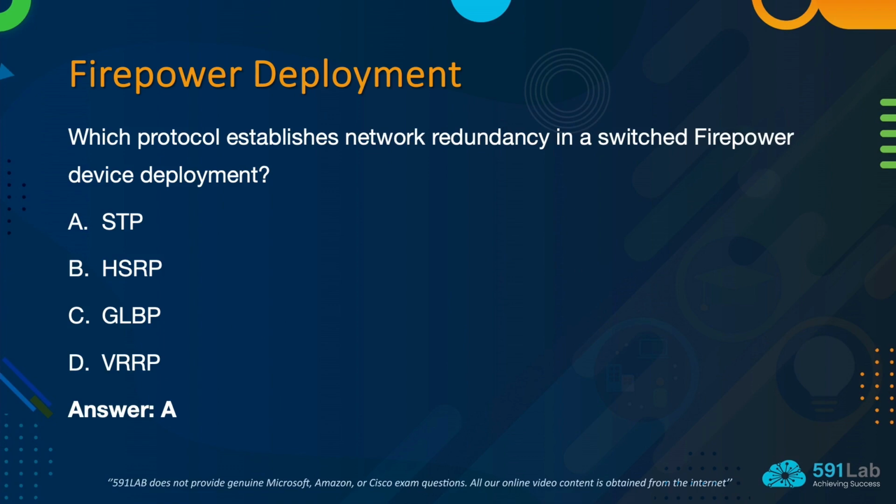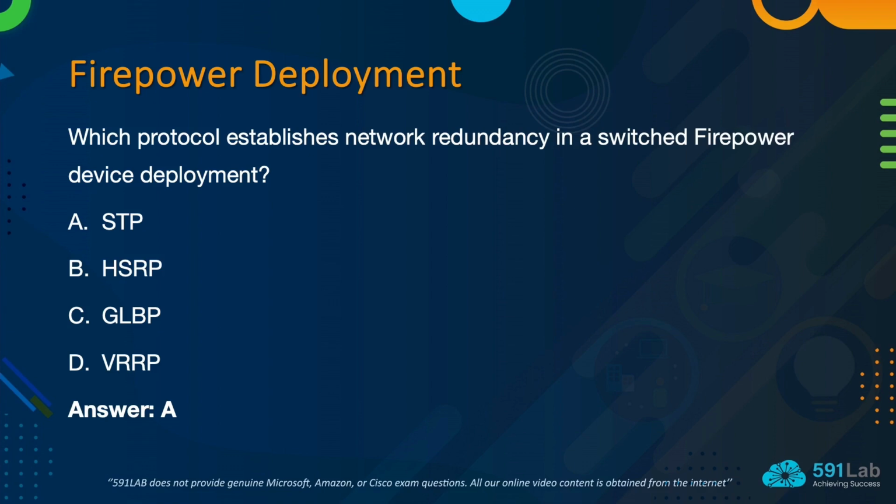While HSRP, VRRP, and GLBP are all used for redundancy purposes, they focus on gateway redundancy at layer 3. They do not address establishing network path redundancy within a switched network, which is the primary concern for firepower devices.